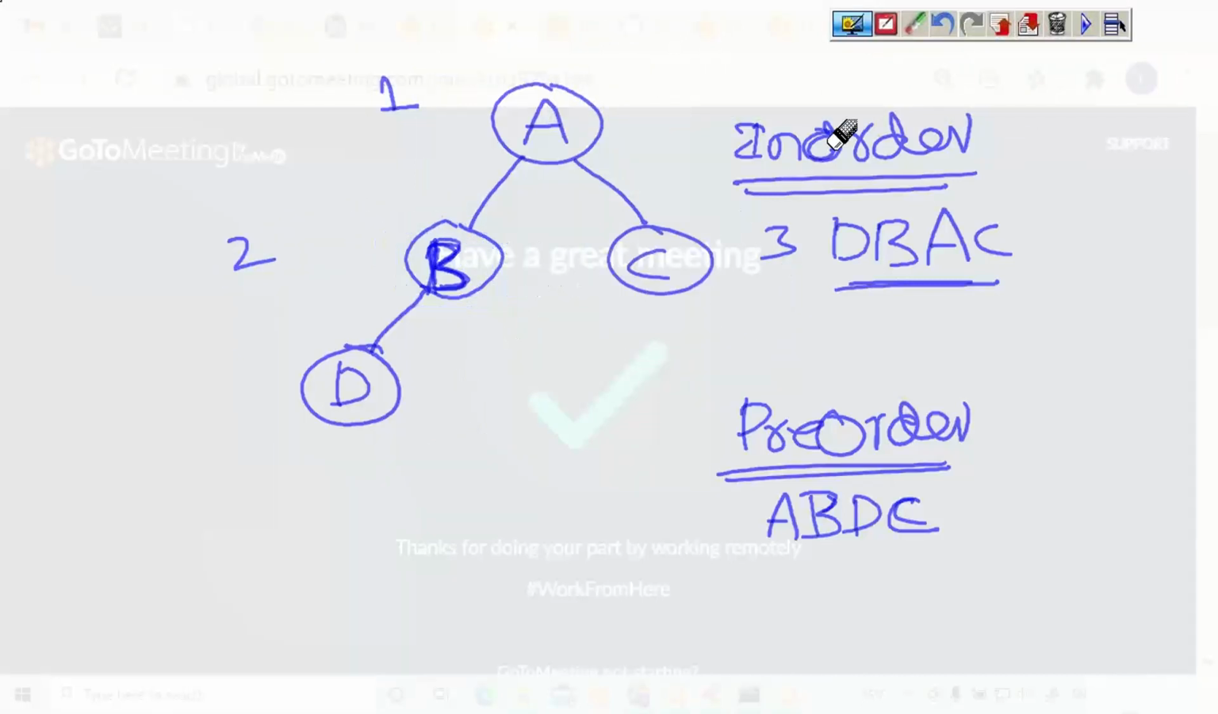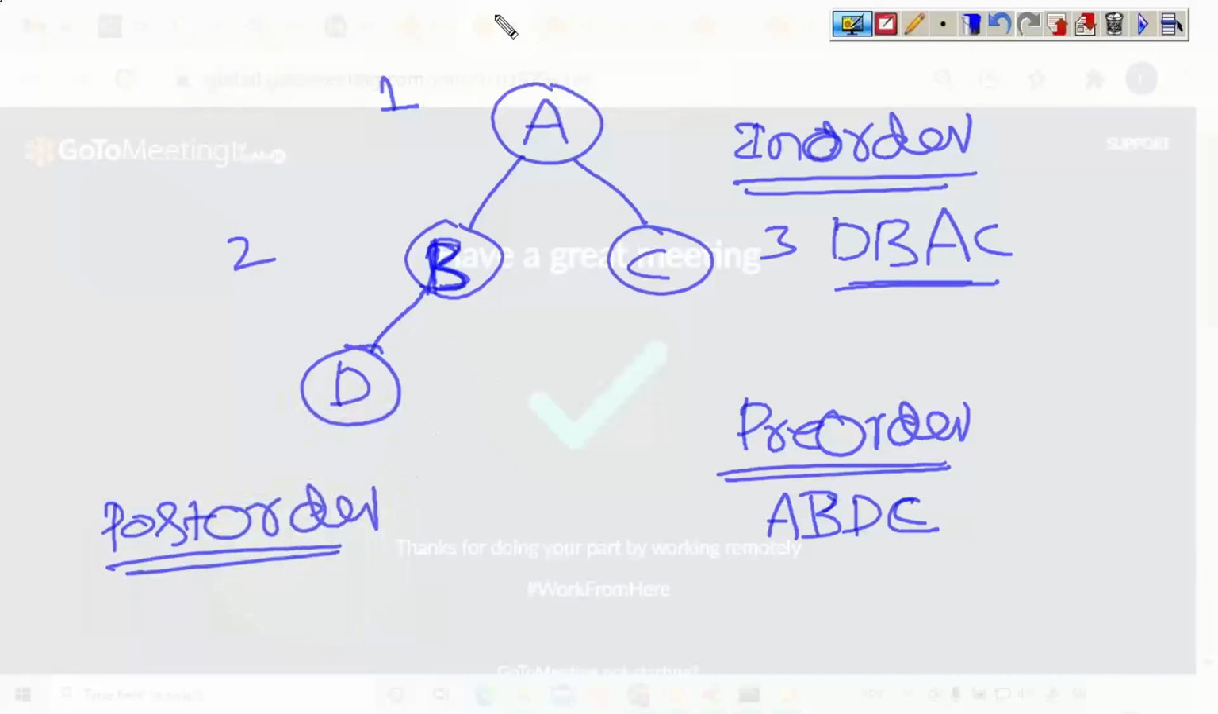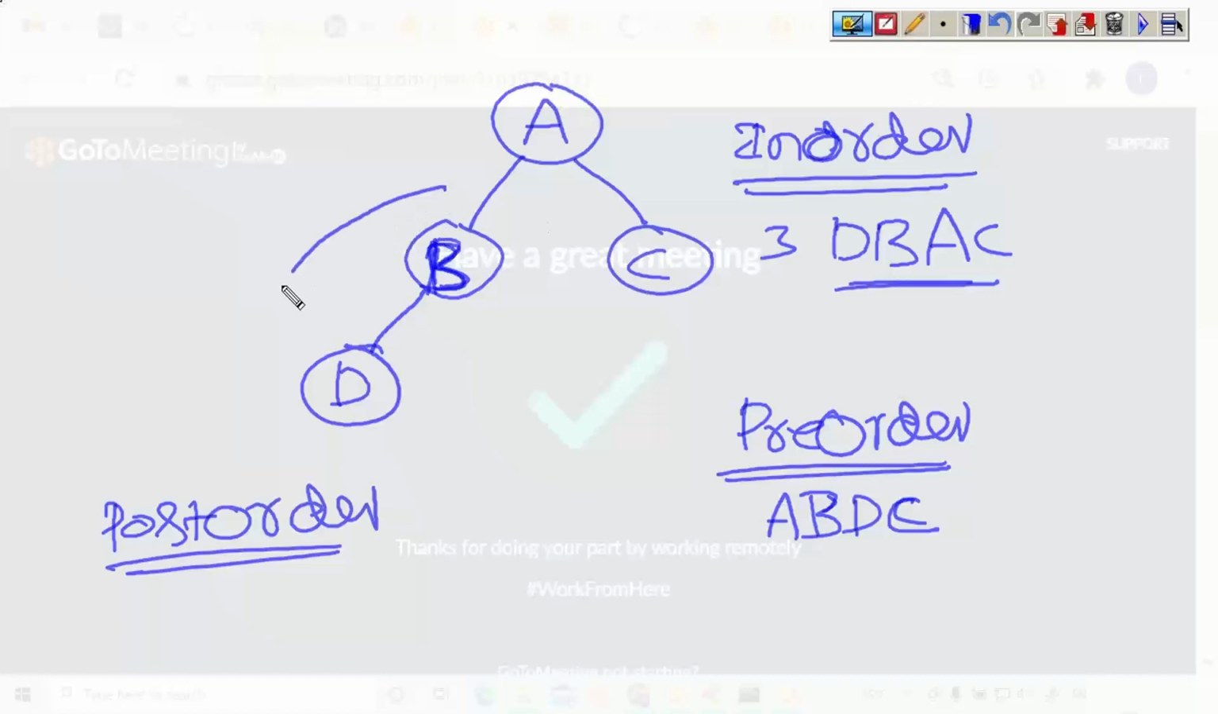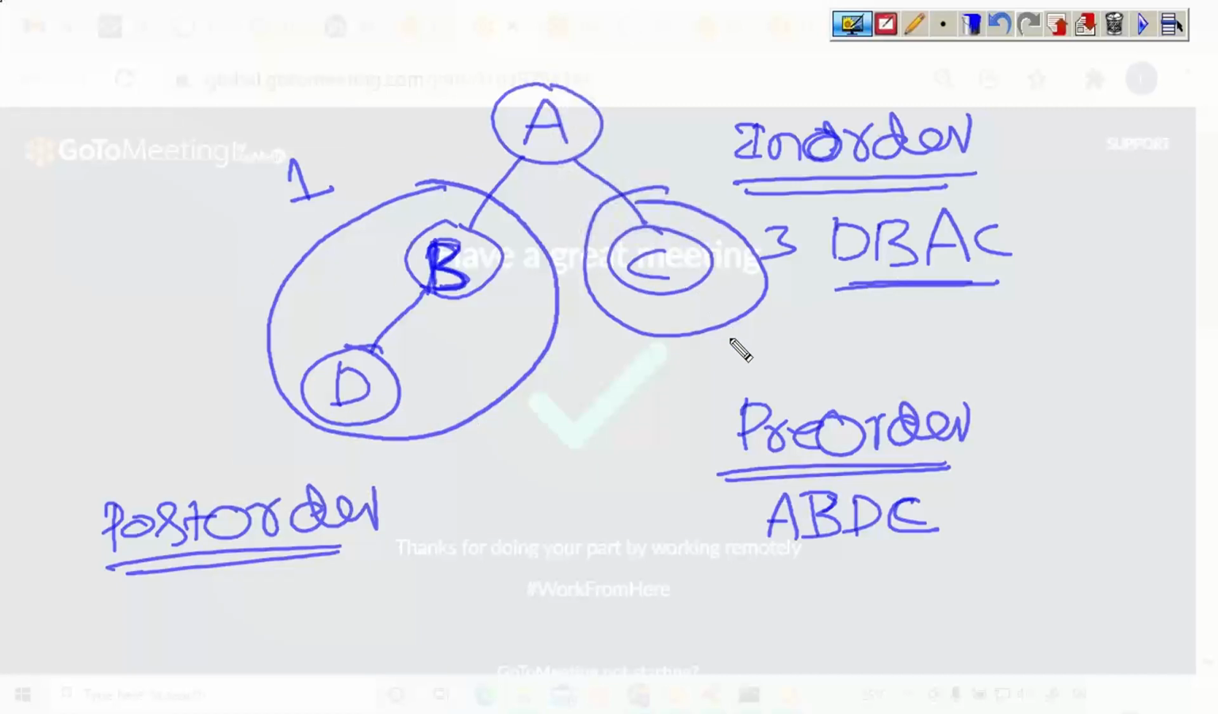Let's move to post order. Post order means the left side is first, the right side is second, and the third is the root. Post order: first left, then right, then the main root.